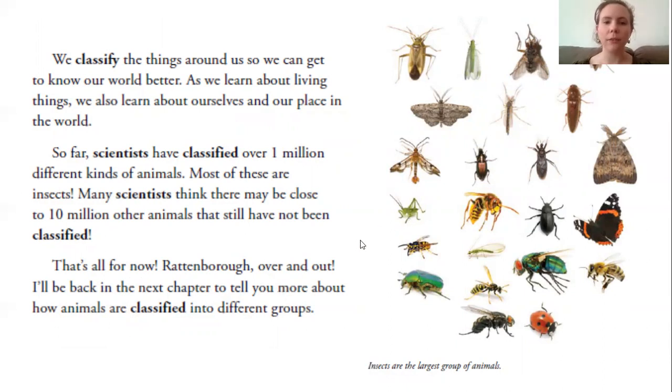So far, scientists have classified over 1 million different kinds of animals. Most of these are insects. Many scientists think there may be close to 10 million other animals that have still not been classified. 10 million other animals that haven't been classified on our planet Earth. I wonder if you'll discover some of those.